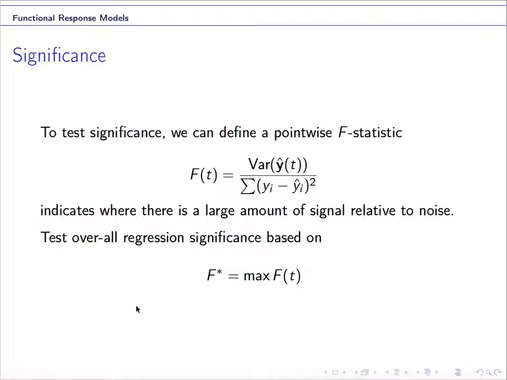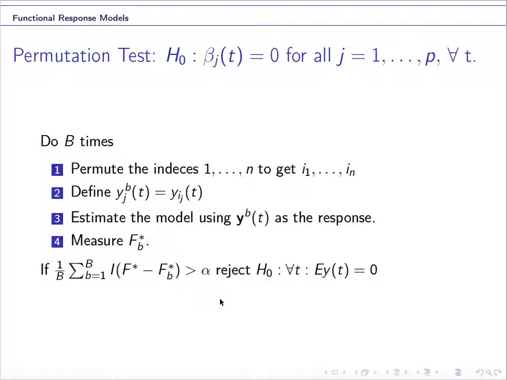Another question we sometimes want to ask is whether there's an overall effect of the covariance on the response. One statistic we can use is the maximum of this pointwise ratio F of t. But we have no idea about the distribution of the F star. So if you don't know the distribution, what you can do is a permutation test, right?